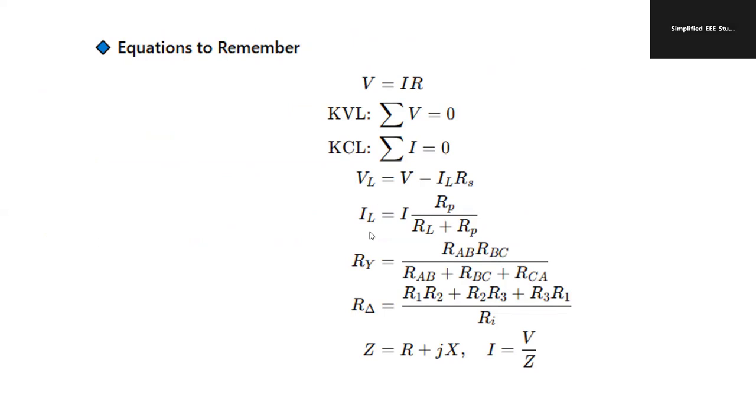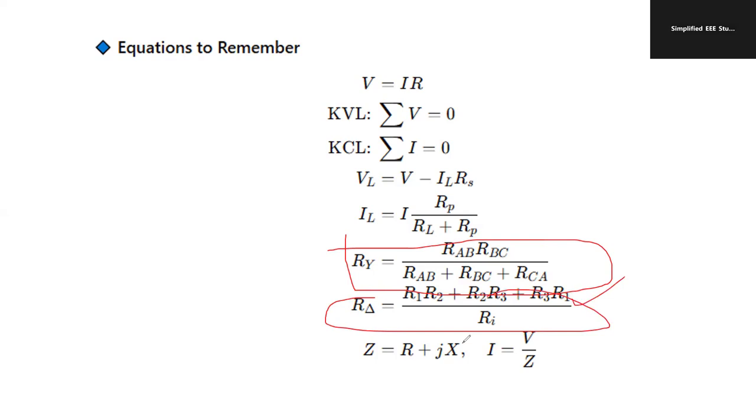So terminal voltage equation and terminal current equation. Here you can see the terminal current equation, it will be like a current division rule. Then for conversion of star into delta, you can use this equation. Similarly, for conversion of delta into star, you can use this equation. Similarly, impedance and admittance equations.